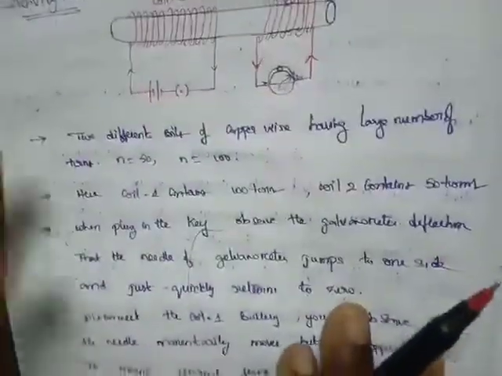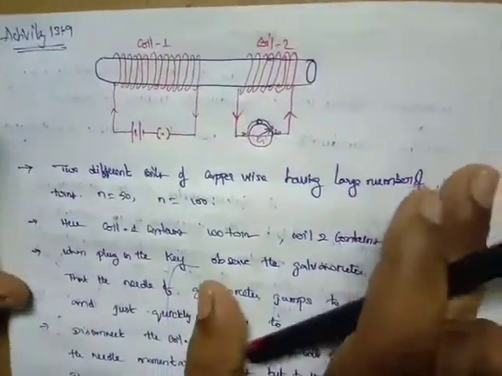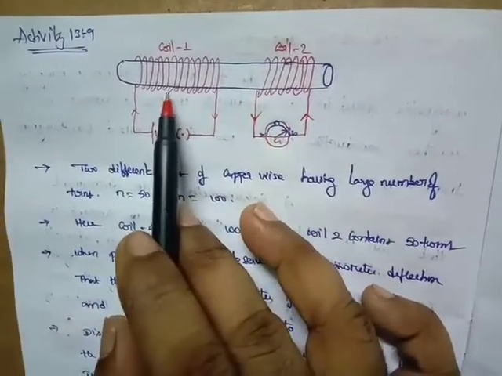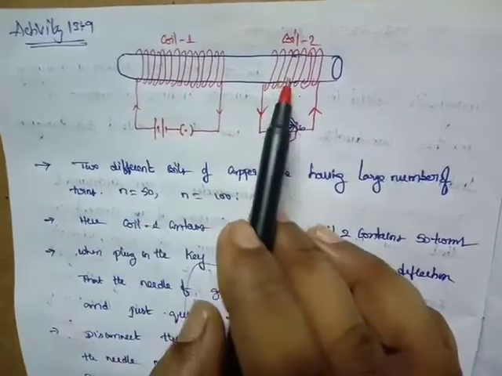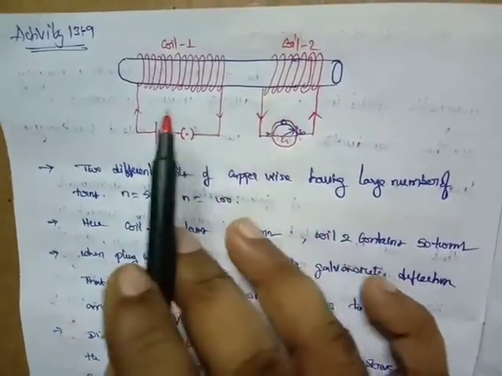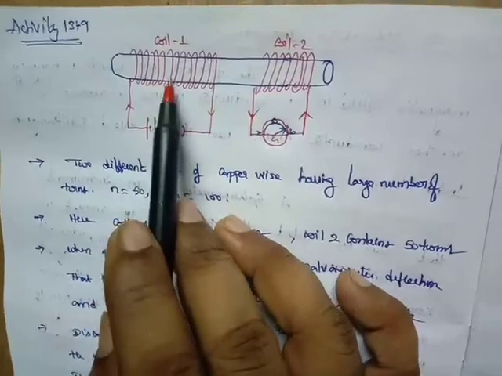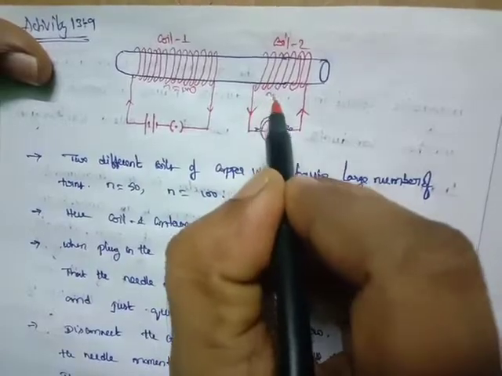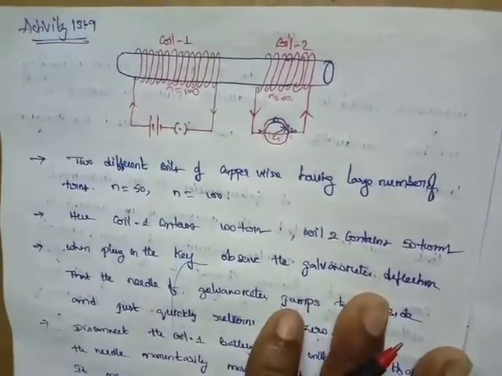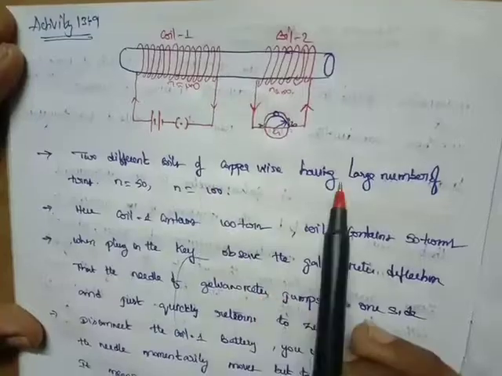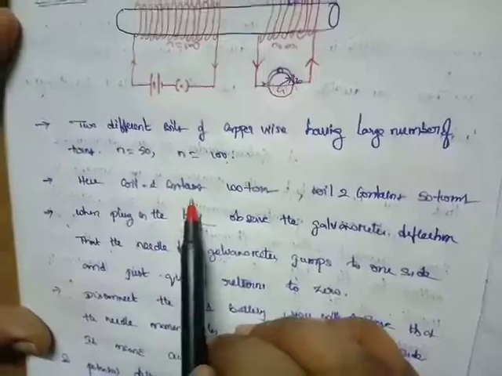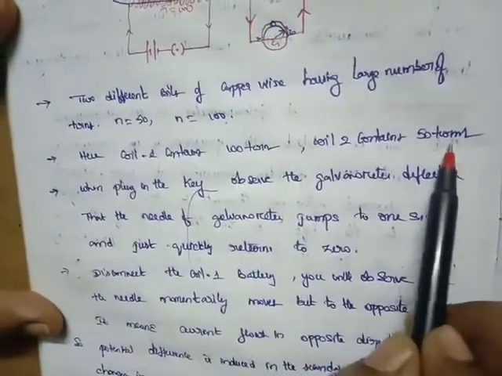Now see activity 13.9, there are two coils: a primary coil and a secondary coil. The primary coil has a large number of turns. The secondary coil has a small number of turns. We take the number of turns here as n equals 100, and here n equals 50. So the two different coils of copper wire have n equals 100 and n equals 50. Coil 1 contains 100 turns, coil 2 contains 50 turns.